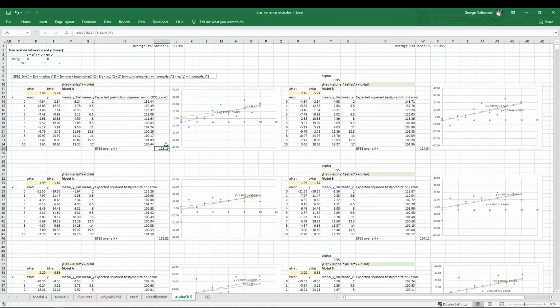Let's see what is the average prediction squared error over these training sets. It's 117. If we started with this training data set, it was that, with this training data set, it was that, and so on. But for the same training data set, we also have the expected error from the alphaOLS model. On average, here it's 116, so it's less than the OLS one.